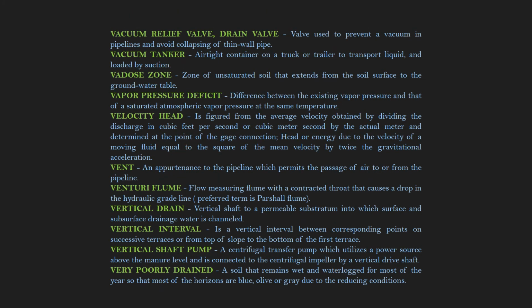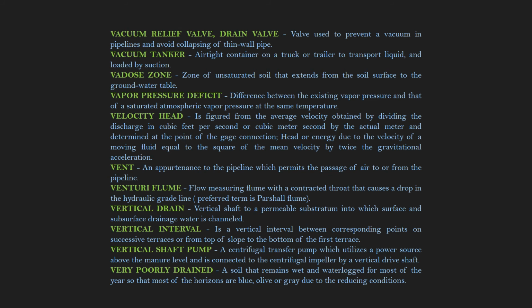Vacuum relief valve, drain valve, valve used to prevent a vacuum in pipelines and avoid collapsing of thin wall pipe. Vacuum tanker, airtight container on a truck or trailer to transport liquid, and loaded by suction. Vadose zone, zone of unsaturated soil that extends from the soil surface to the groundwater table. Vapor pressure deficit, difference between the existing vapor pressure and that of a saturated atmospheric vapor pressure at the same temperature.